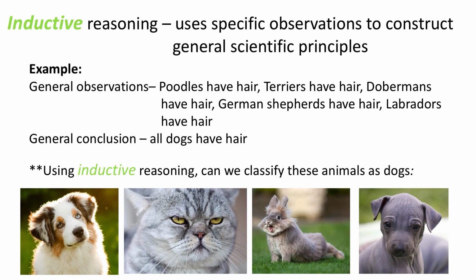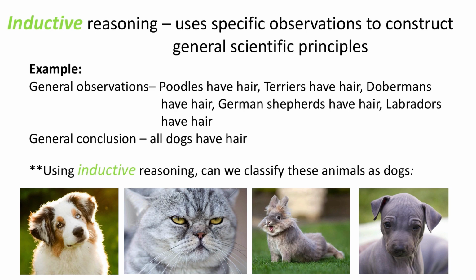So moving on to inductive reasoning. Inductive reasoning uses specific observations to construct general scientific principles. Okay, inductive reasoning uses observations to construct scientific principles. As an example, we have a list of general observations made here. Poodles have hair, terriers have hair, Dobermans have hair, German Shepherds have hair, Labradors have hair. A general conclusion that can be made from all of these different observations is that, therefore, all dogs have hair.